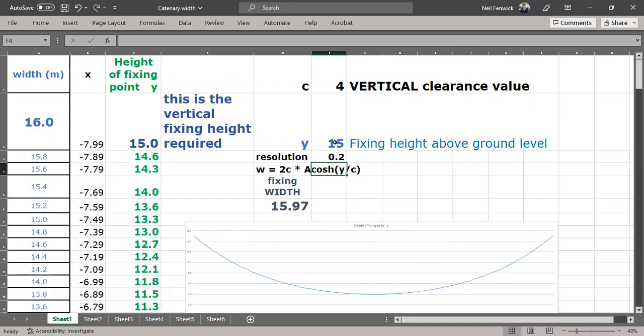So we've got a fixing height of 50 meters. We can see that there on the graph, 50 meters. We've got a fixing here of plus 8 meters, and a fixing here of minus 8 meters, which are around the reference point X equals 0. That gives us plus or minus 8 meters either side, 16 meters width.